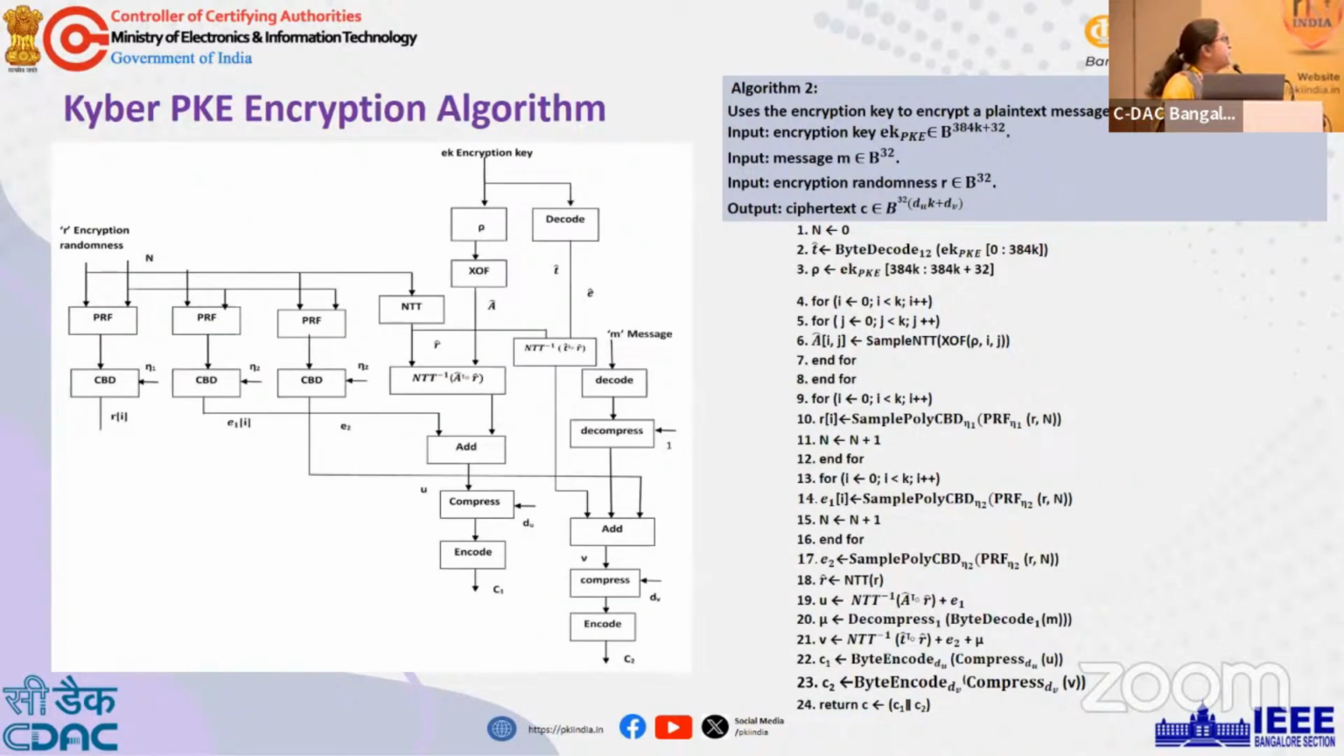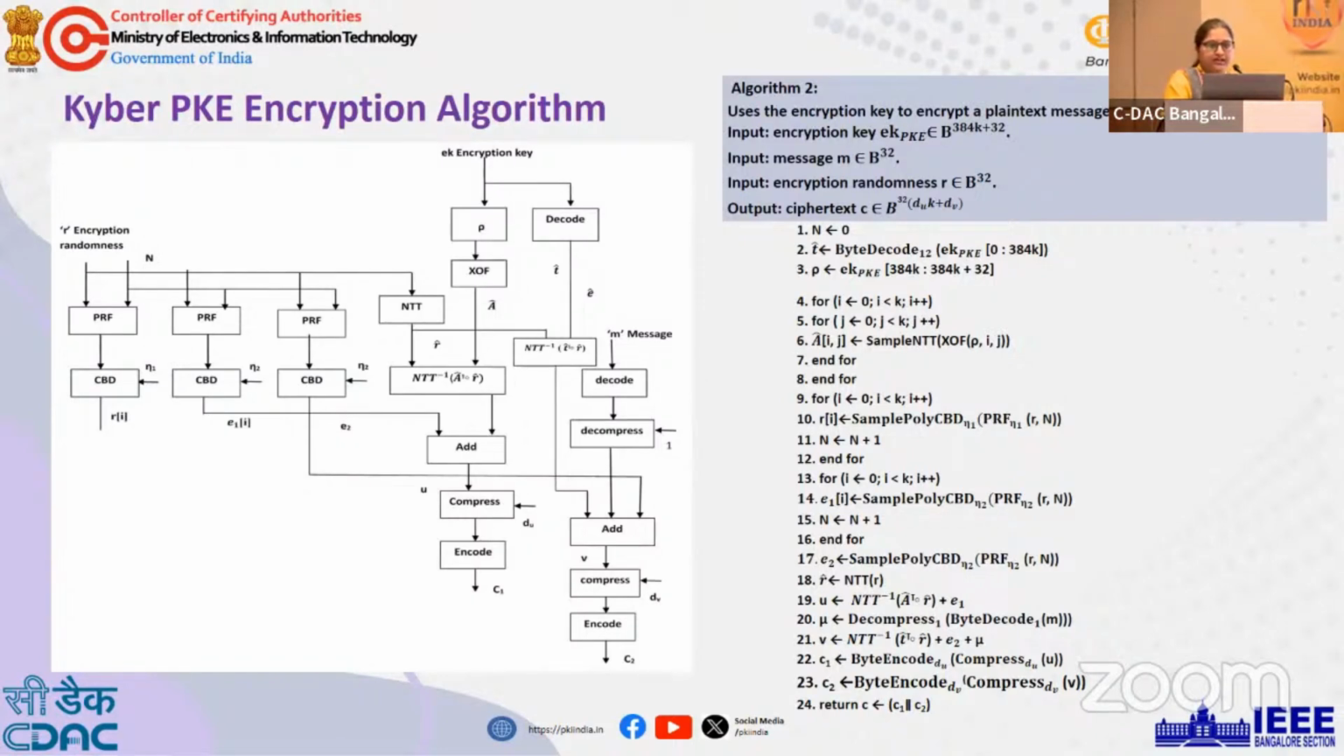Next, the PKE encryption algorithm uses the encryption key obtained from the PKE key generation as input. The inputs are EK_PKE, an input message M of 32 bytes, and randomness R, which is generated by the random bit generator, and the output is the ciphertext. Here, the parameters DU and DV are taken from the parameter set table.